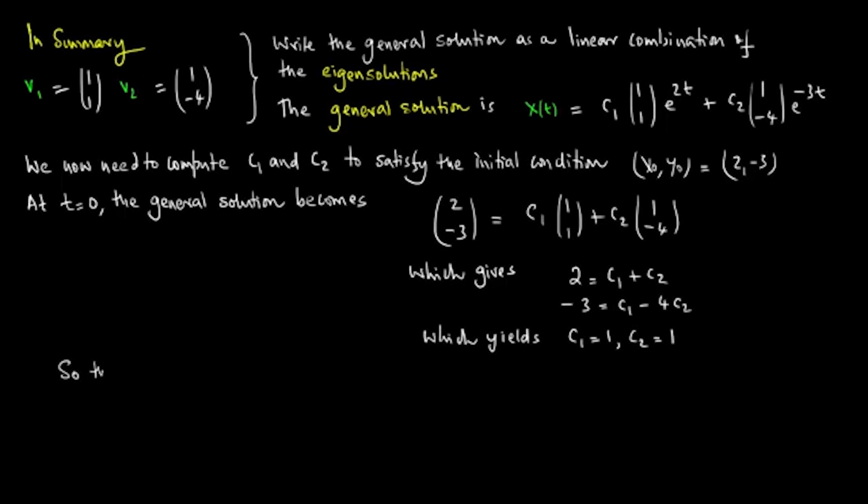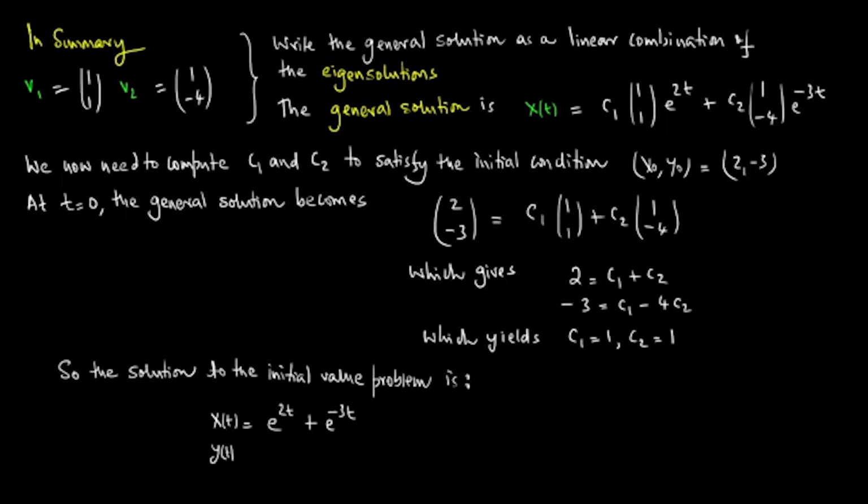So finally we have the solution to the original initial value problem, which is x of t is equal to e to the 2t plus e to the minus 3t, and y of t is equal to e to the 2t minus 4e to the minus 3t.